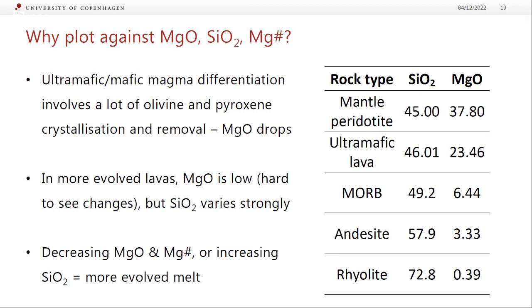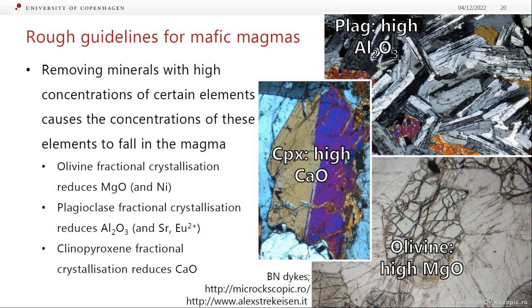Yep. So if we're using MgO or Mg number, they decrease with increasing differentiation. If we're using silica, it increases with increasing differentiation. I've put some rough guidelines here for mafic magmas. I'm not necessarily expecting you to remember every mineral formula, but you need to have an idea of how different minerals are going to affect melt compositions when they crystallize.